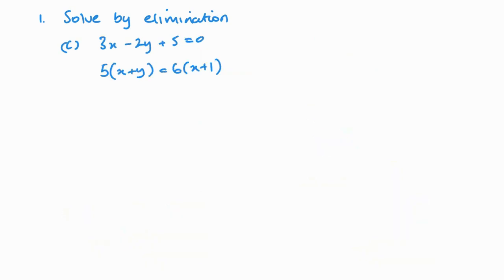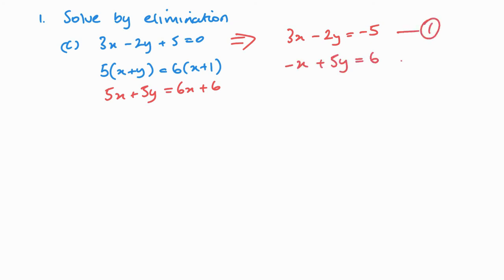Okay, with this equation, the first step is to rearrange both of these equations. So I want to get in the form 3x minus 2y equals negative 5, because I want in the form of kind of an ax plus by equals c. Expanding this one, we've got 5x plus 5y equals 6x plus 6. So if I take the 6x across, take away 6x I should say, get minus x plus 5y equals 6. And therefore I have my two equations. I'll just pop the answers up.